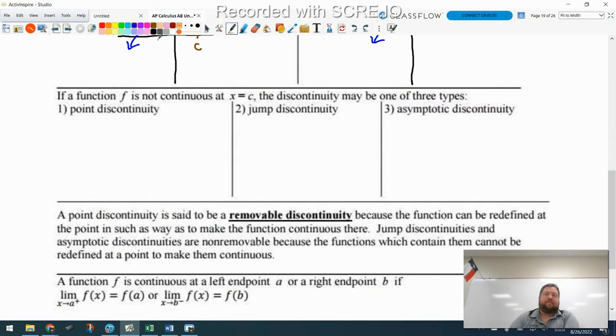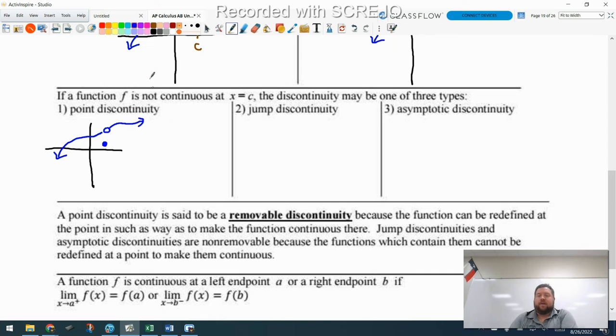All right, there are 3 types of discontinuities. You need to know all 3 of these. You need to be able to recognize them on the graph, and you need to be able to show from the definition why the discontinuity happens. So this is called a point discontinuity. I'm just going to draw a picture. Point discontinuities are holes.